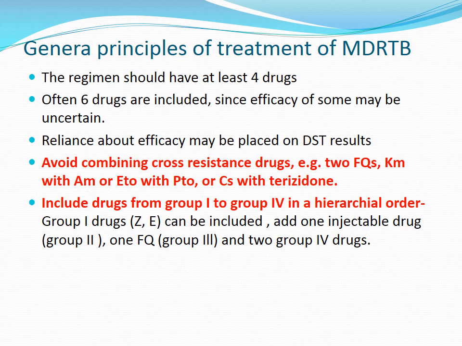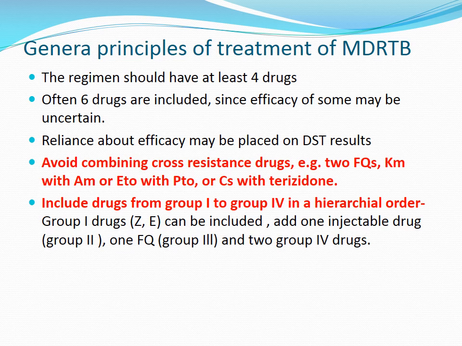Avoid combining cross resistant drugs, means what? 2 fluoroquinolones. So when we are giving the 6 drugs in intensive phase, there should not be repetition of fluoroquinolones. Only 1 fluoroquinolone should be given, or same in the continuation phase. Also, kanamycin with amikacin should not be combined, because there may be chances of cross resistance. What is the meaning of cross resistance? If the bacilli are resistant to kanamycin, they are also resistant to amikacin and vice versa. So that is a cross resistance. So both kanamycin and amikacin should not be given, only one of them.